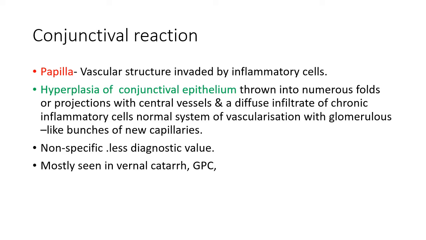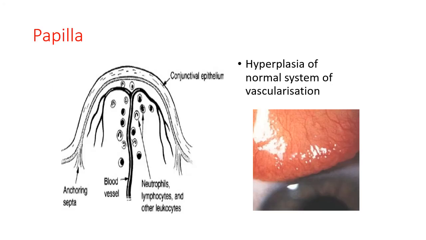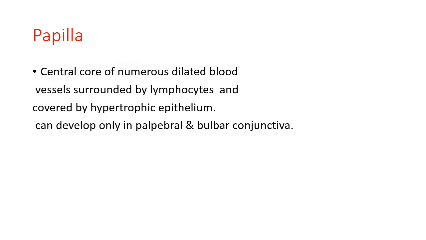Generally, it is seen in vernal catarrh and giant papillary conjunctivitis. So this is the picture of a papilla. You can call it a hyperplasia of the normal system of vascularization. When you evert the lid, you can see on the palpebral conjunctiva the hyperplasia of the vascularization.